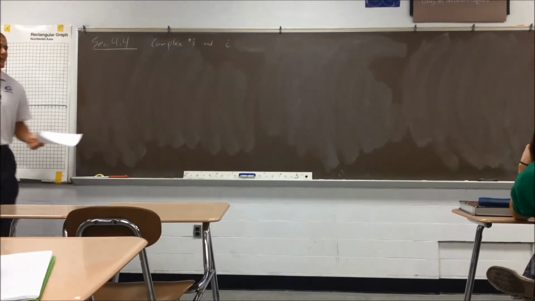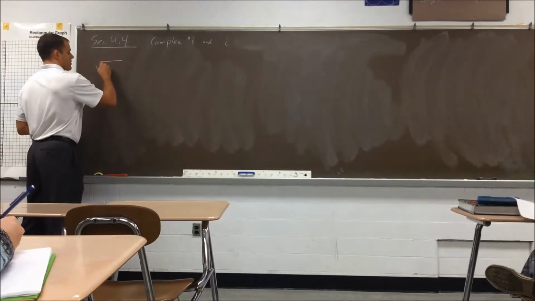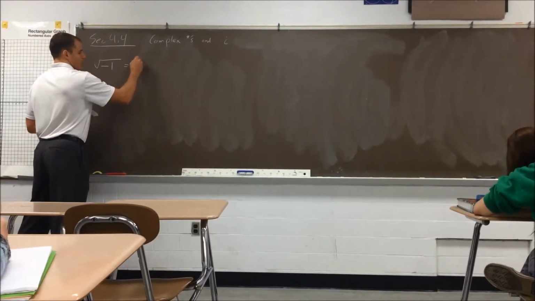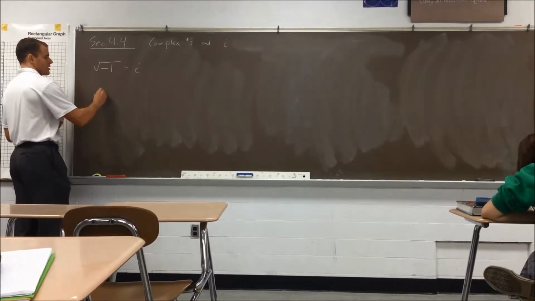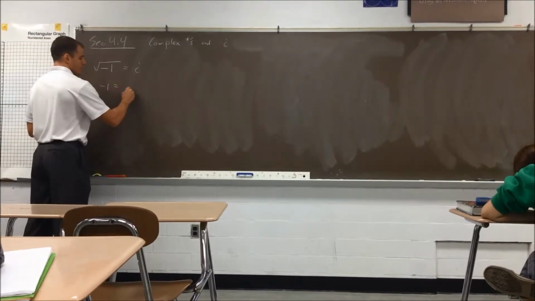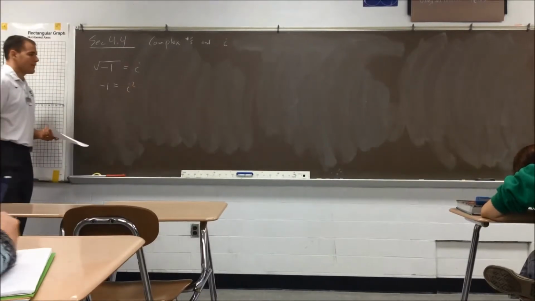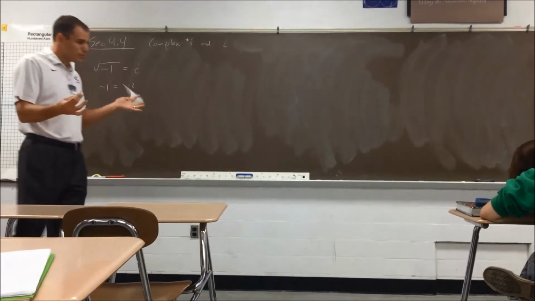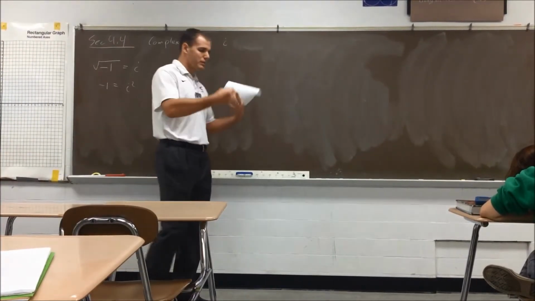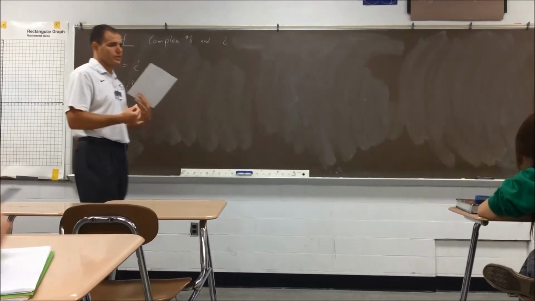Numbers and i. Trace the following. The square root of -1 is equal to i, the imaginary number. Take it another way, if you square both sides, -1 is equal to i squared. You get this, and you can brace this. You can pretty much work through just about anything we're going to be doing today.